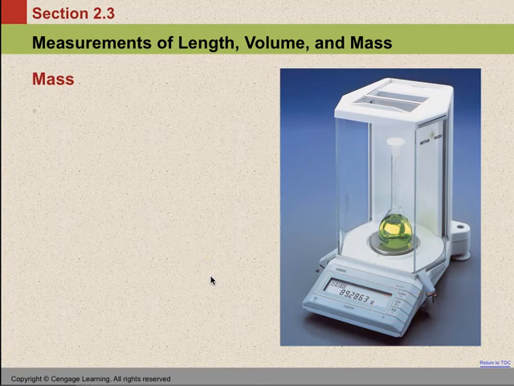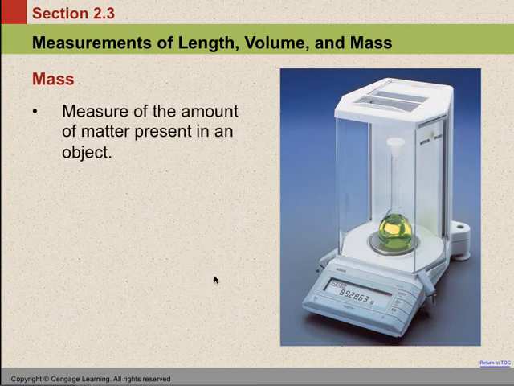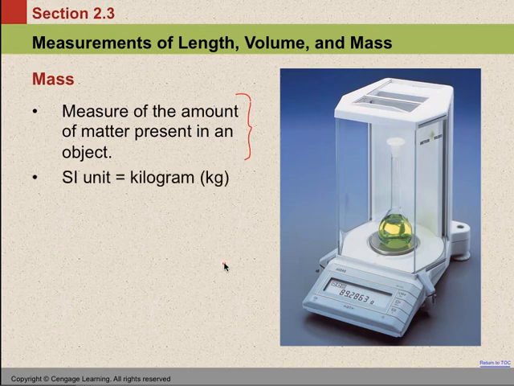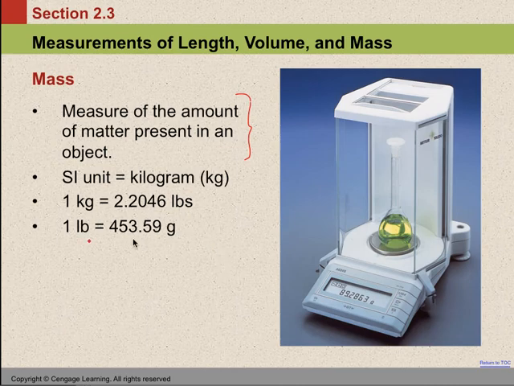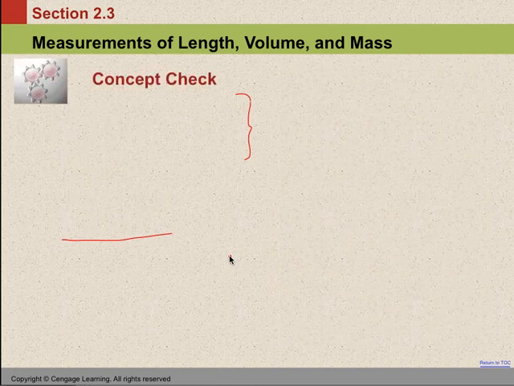Mass is defined as the amount of matter present in an object. You should know this definition. The SI unit again is the kilogram. I always remember this conversion, 454 grams in 1 pound. You don't need to memorize that, it's just useful.